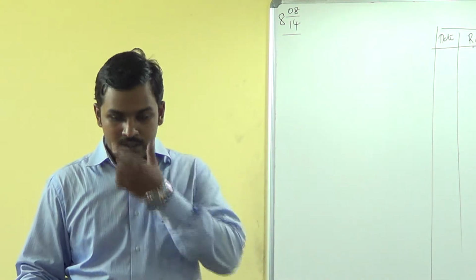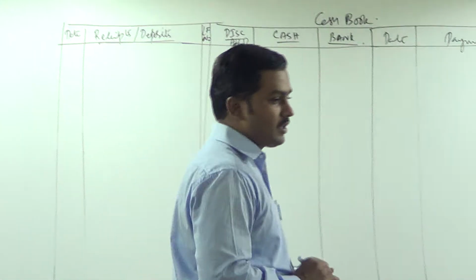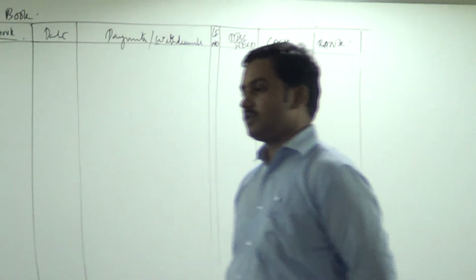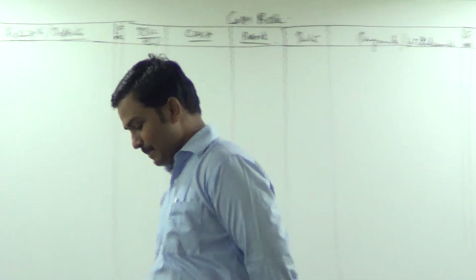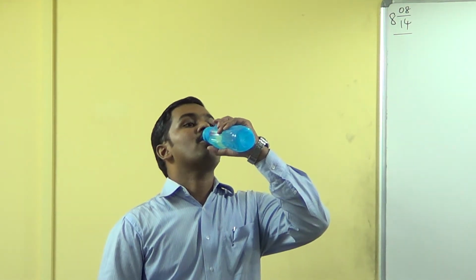Write down the question now. These were the transactions of a trader for the month of August 2014. Record them in the triple column cash book. When you are writing the question, use your notebook in the normal manner.